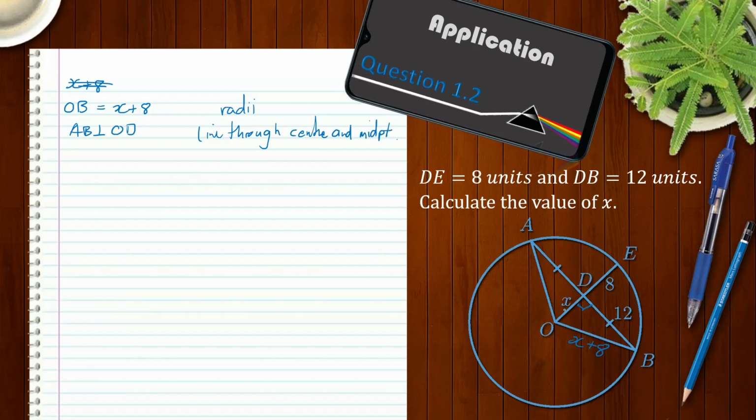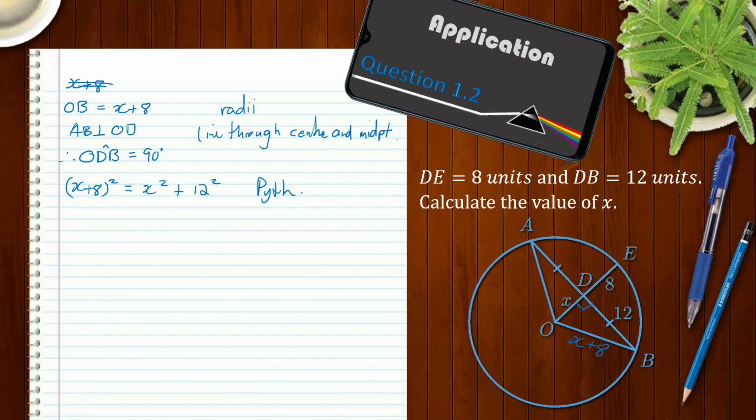Alright, line through center of the circle and midpoint of that chord. Now we can say, therefore, we know that angle ODB is equal to 90 degrees. Okay, now we can use Pythagoras. So we have that our hypotenuse side is OB, so I'm going to start and say that x plus 8 squared is equal to x squared plus 12 squared. Okay, so this is Pythagoras.